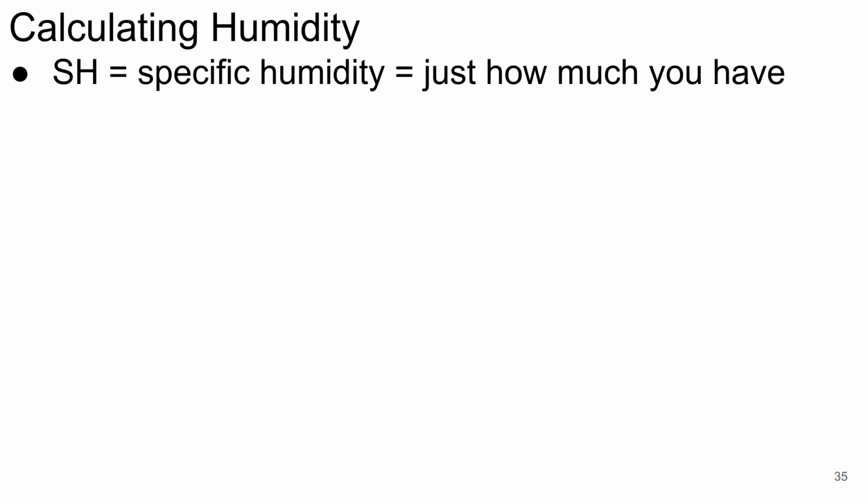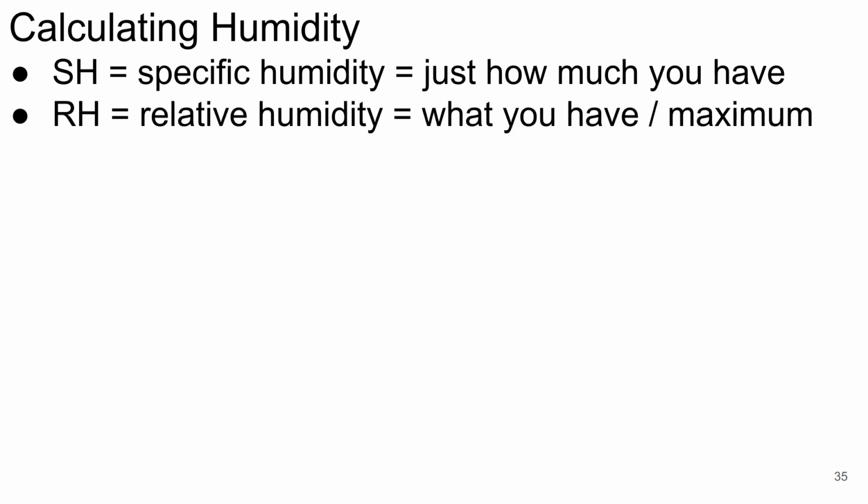So let's talk about calculating different types of humidity. For specific humidity, that's just how much you have. Relative humidity is how much you have compared to the maximum. Temperature and dew point temperature, we need to know those. Relative humidity, we'll be calculating that. Specific humidity, we'll also be calculating that from relative.